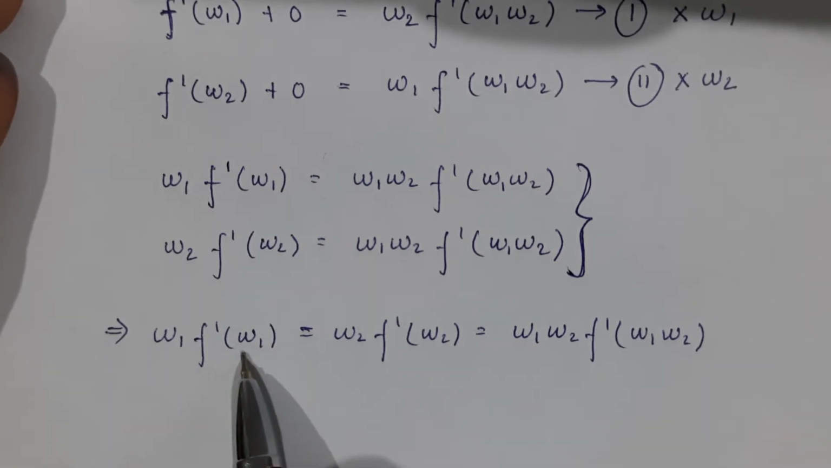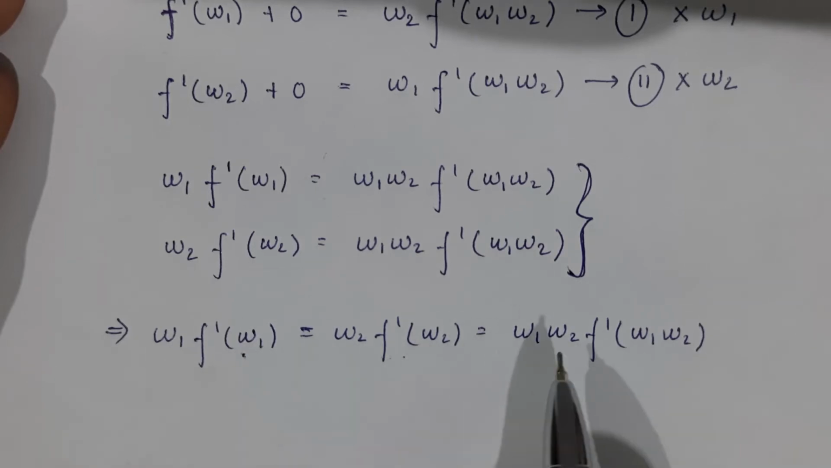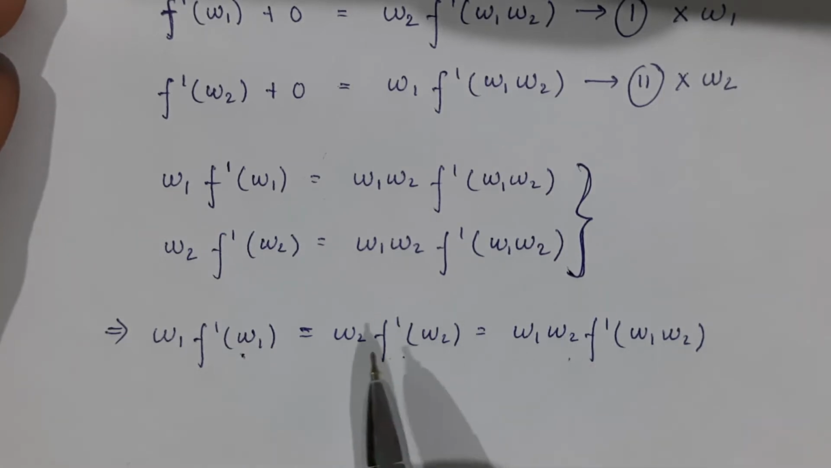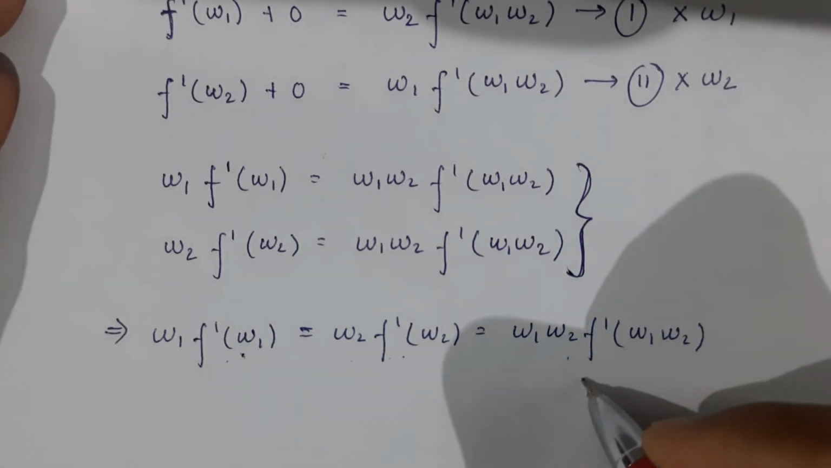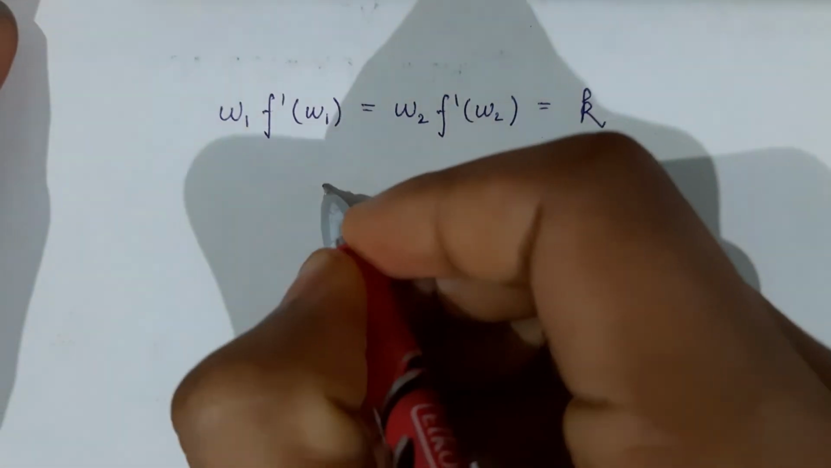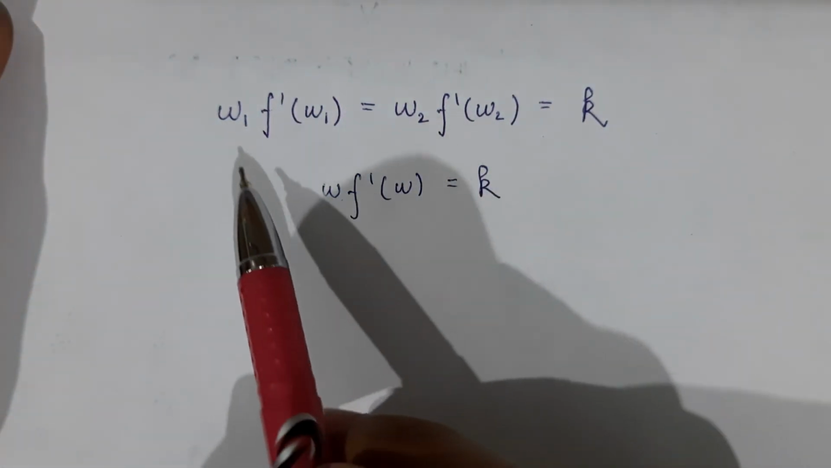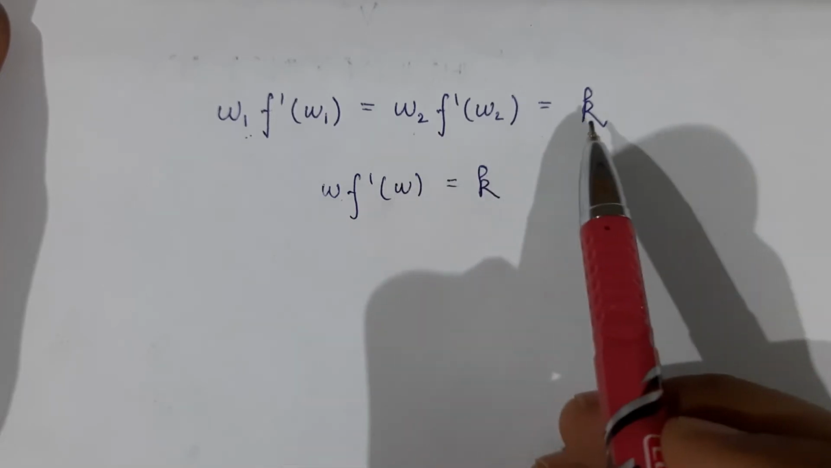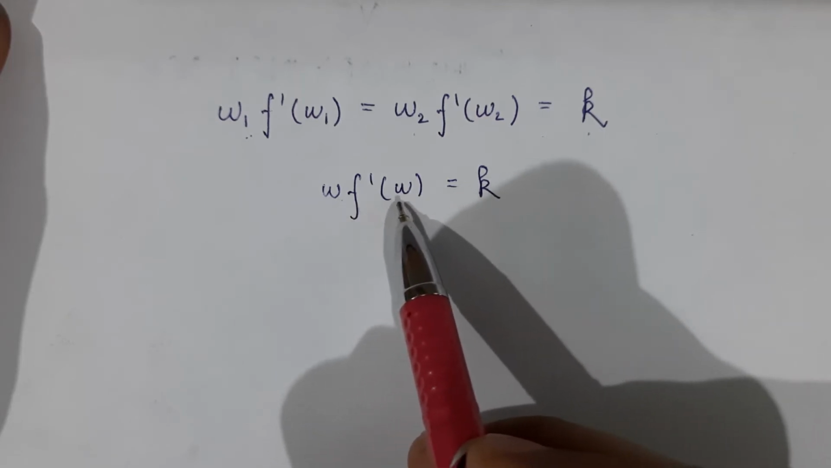Here we can see that one quantity is totally a function of omega 1, and the other is totally a function of omega 2, and both are equal to a particular value. This must be a constant, because only for a constant value can functions that are purely independent of each other become equal. Generalizing, we can write that omega times f dash omega is a constant, where omega is representative of all the microstates, because for a particular microstate omega 1 we get a constant, and for omega 2 we get a constant.